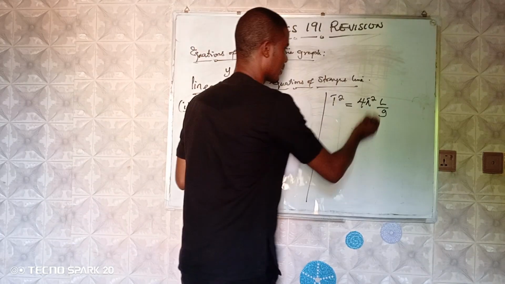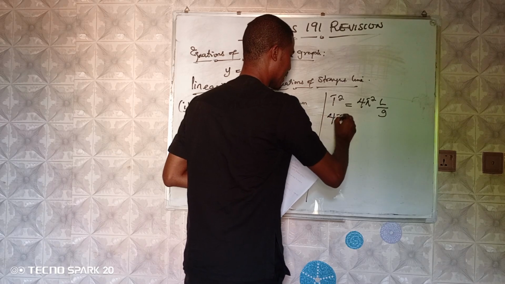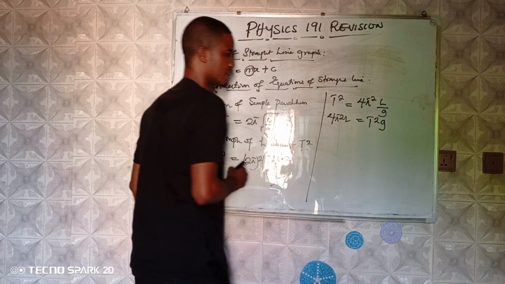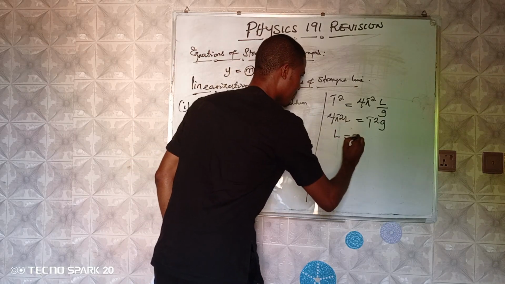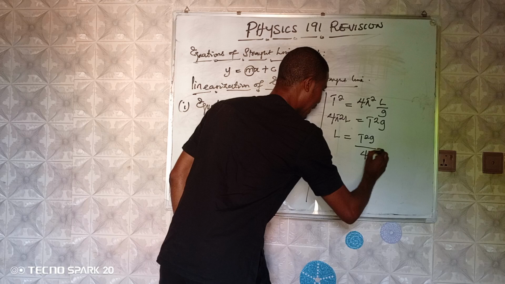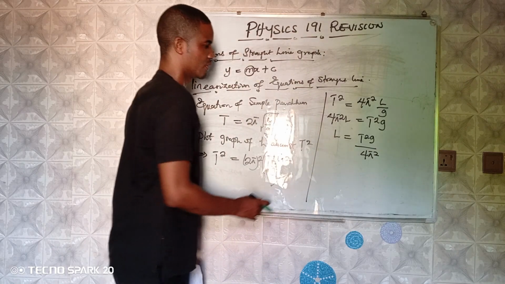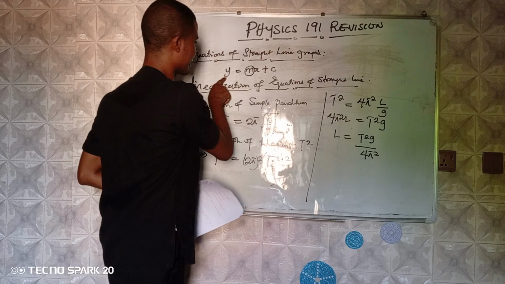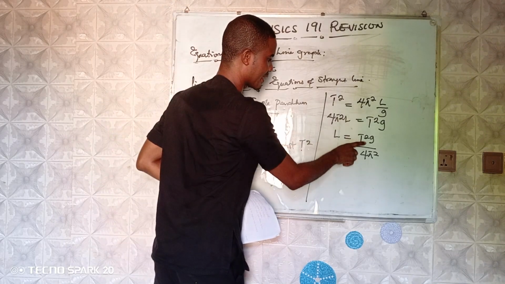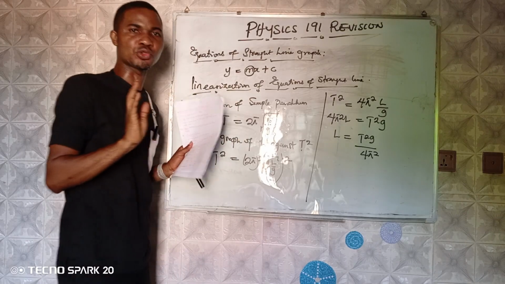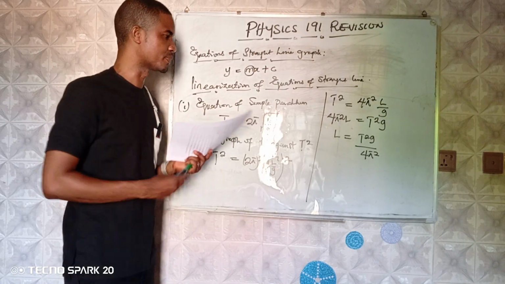So I cross multiply. I have 4 pi squared L equals T squared G, so that my L becomes T squared G over 4 pi squared. Okay, at this point now, my L, which is going to be my y-axis, is here. My T squared, which is supposed to be my x-axis, is after the equality sign. So I think I'm true. Once you can do that, then you are true.